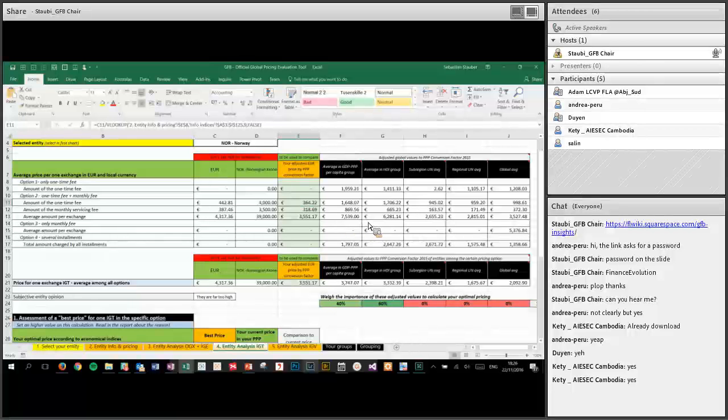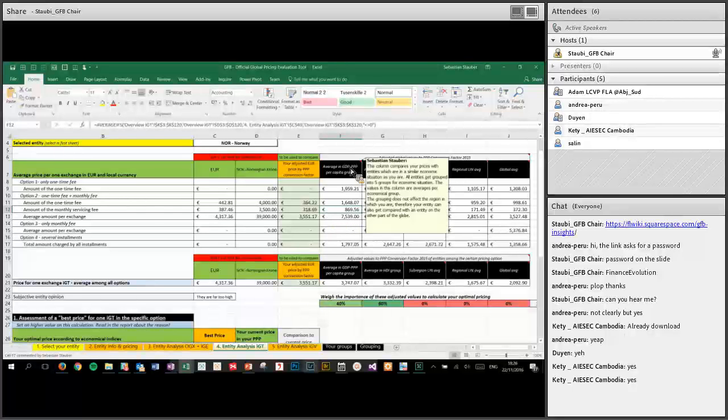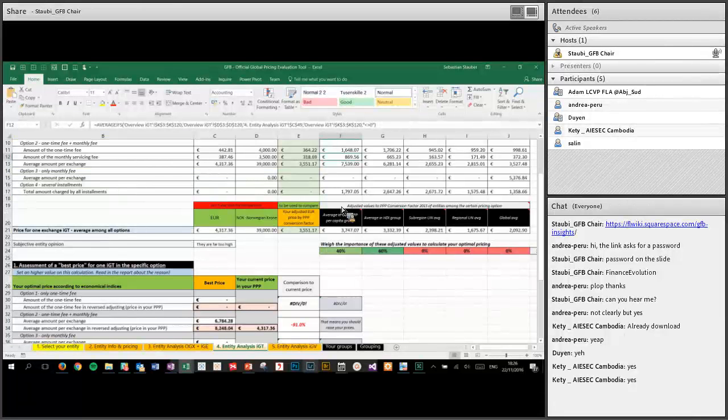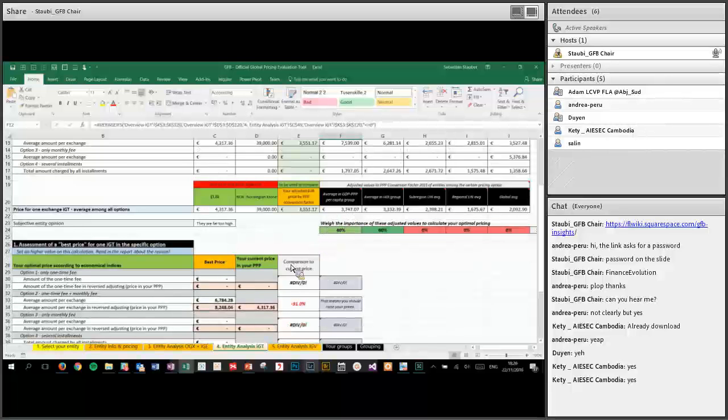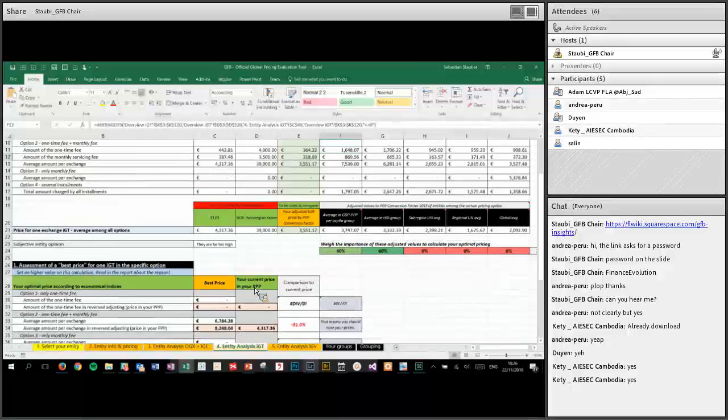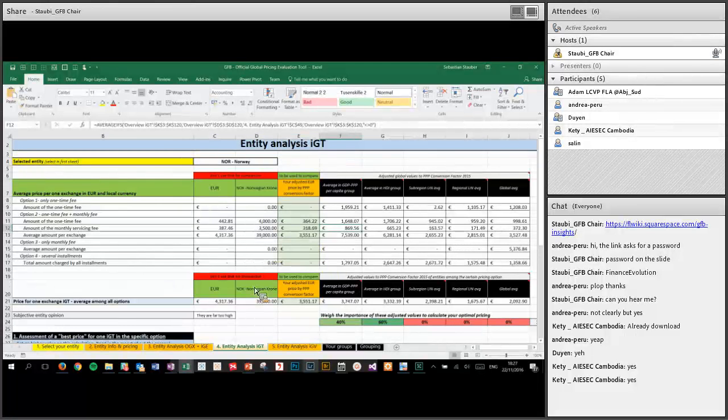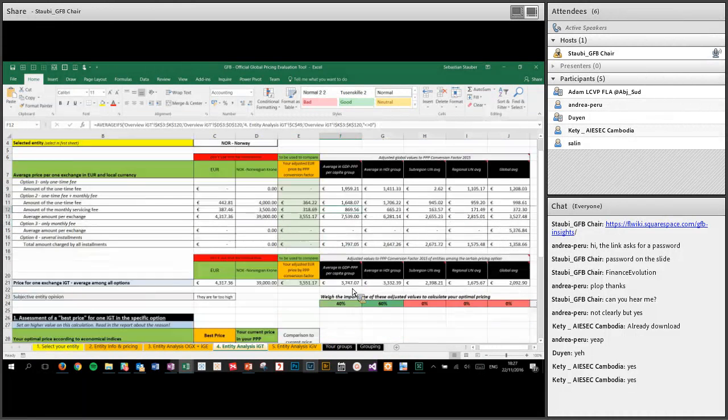Okay, so we have here 600, the price of your monthly servicing fee, etc., and the same goes for the GDP group. So as we can see, a lot of entities are charging quite high in this group, and Norway could actually charge higher, as written down here. This is kind of how you can compare it. But as you can see, it makes more sense to compare it in the average among all options.